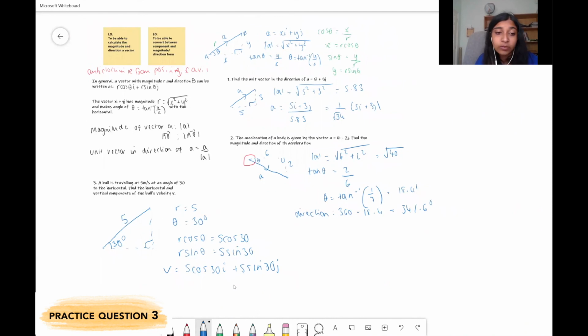So this one was just, again, draw the diagram of your magnitude and your direction. They've given that to you, so you can just use this form here. If you know your magnitude and direction, you can write your vector in the form r cos theta i plus r sine theta j. So that's everything we wanted to cover. So now let's move on to an exam style question.